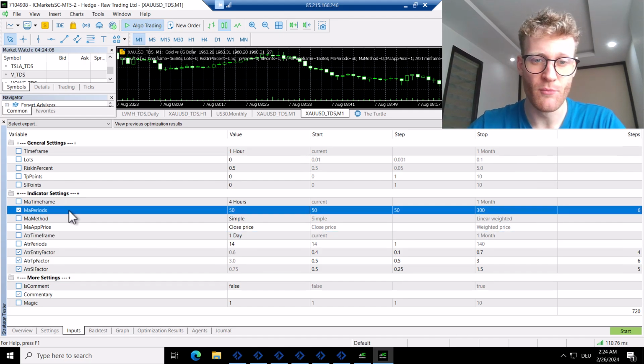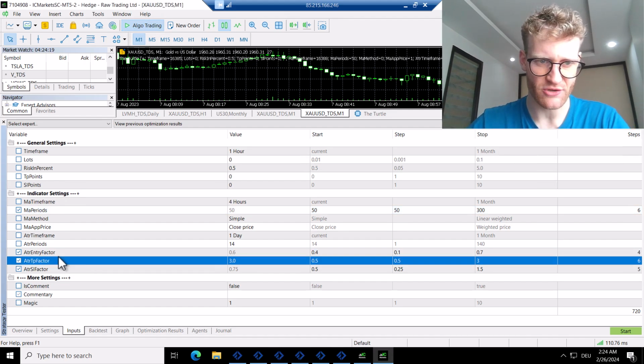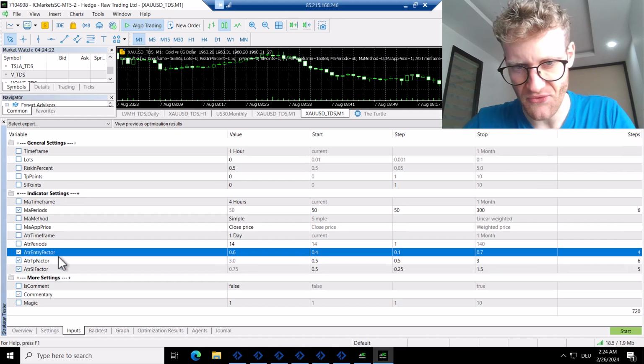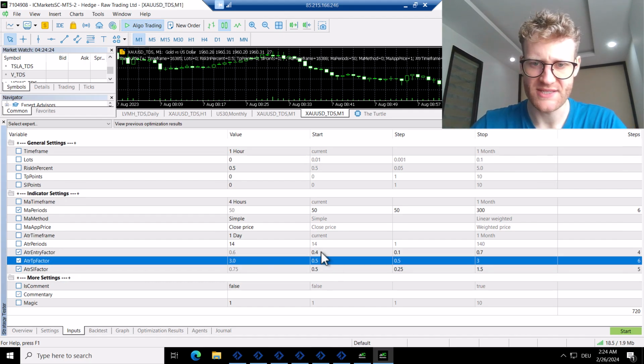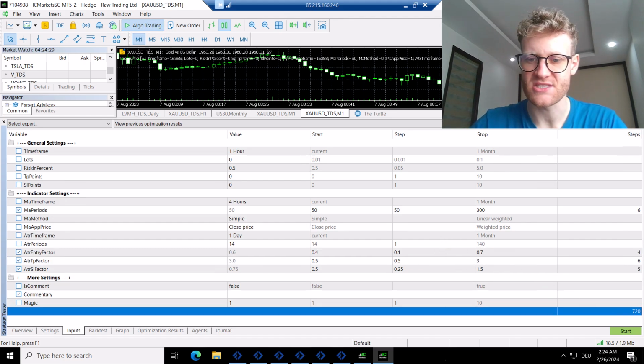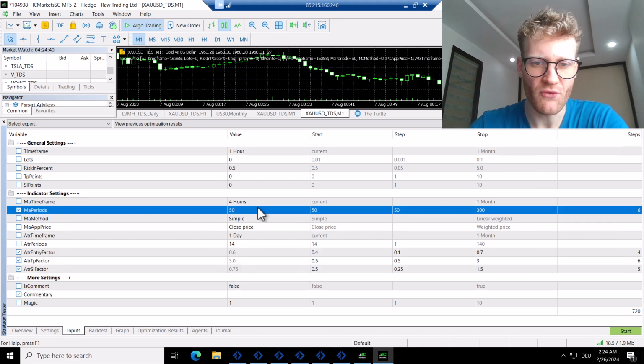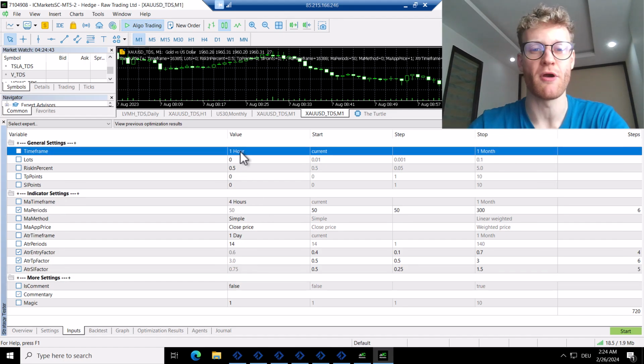I chose the moving average periods starting from 50, with a step of 50, up to 300. And then I just optimized the ATR entry factor, the ATR TP factor, and the ATR SL factor. Here you can always see start, step, and stop. And this resulted in a total of 720 tests. I didn't want to do more optimization combinations because it would exponentially increase the amount of tests, and I think this will give me a good overview already if this strategy could be profitable at all.